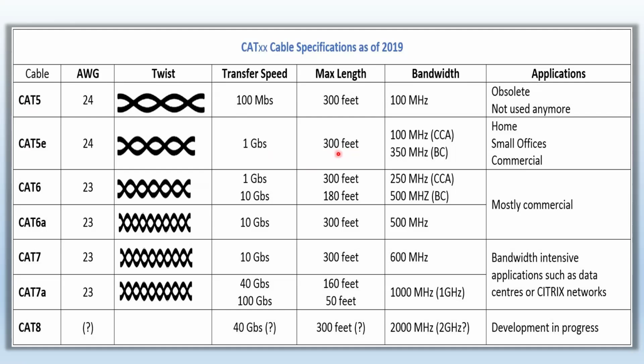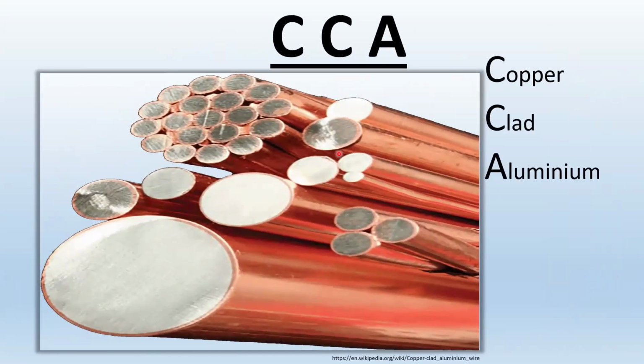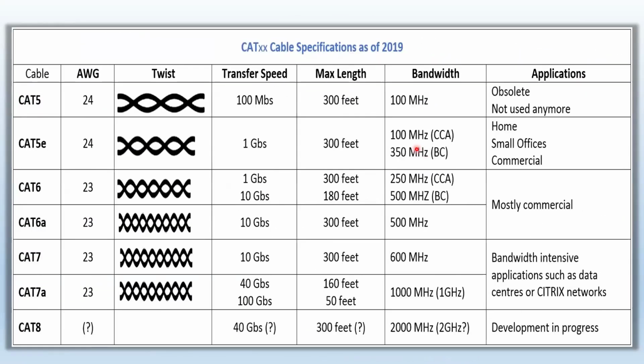And here's the bandwidth. That's why I showed you that slide to explain what CCA is. The bandwidth of that, 100 megahertz, which is the analog kind of signal that it can carry. 100 megahertz with CCA and 300, 350 megahertz with bare copper. Applications, Ethernet networks, home, small offices, commercial.